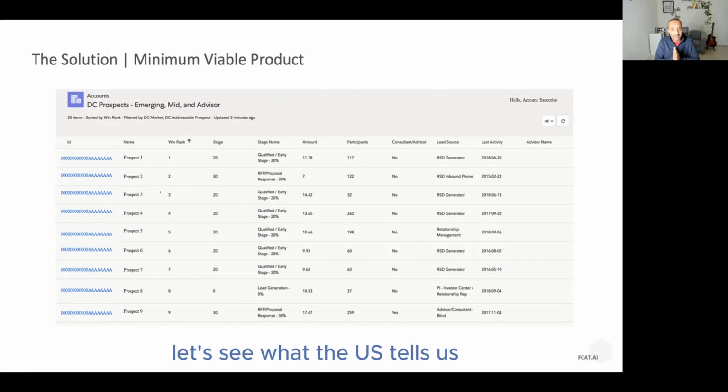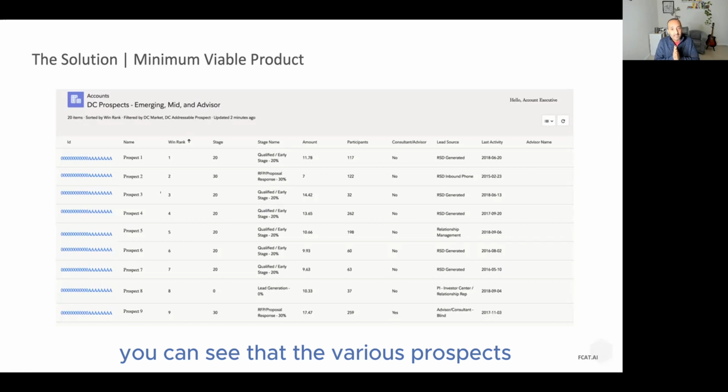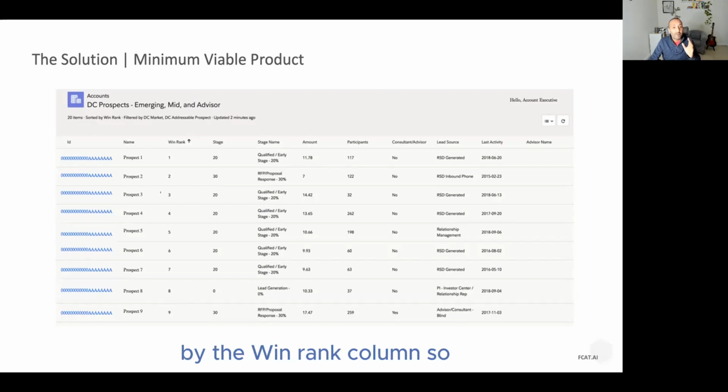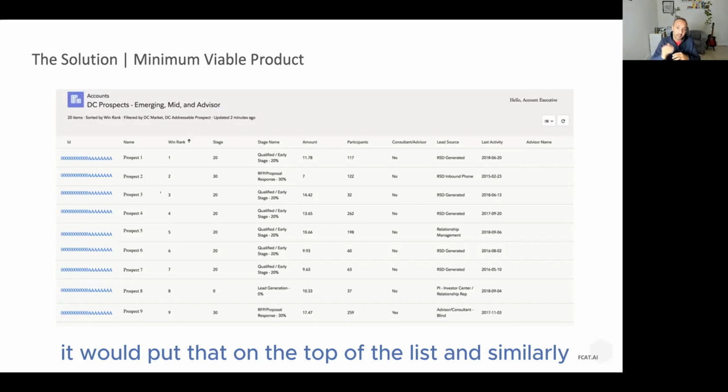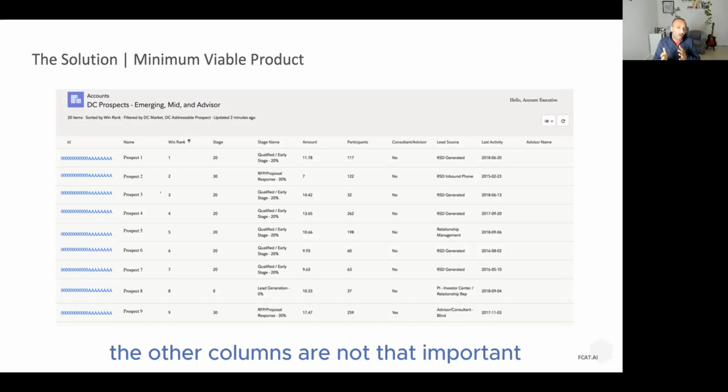Let's see what the UI tells us. By looking at the second and third columns here, you can see that the various prospects were listed in the order of their winnability, which is the win rank column. So if the algorithm predicted that you had a high chance of winning the deal, it would put that on the top of the list. And similarly, the bottom would be the low probability of winning. The other columns are not that important for our discussion.